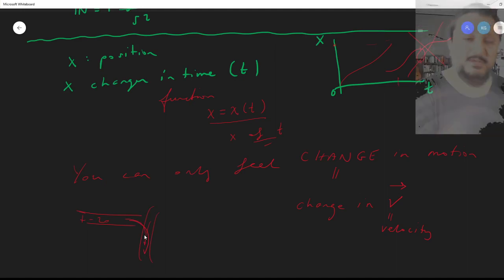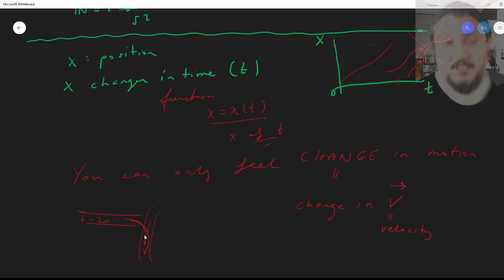So your speedometer on your car says 45 miles per hour. Your speed is not changing, but you know your direction is changing. You were going east, now you're going south, right? So your velocity is changing. If your velocity is changing, that is considered a change.